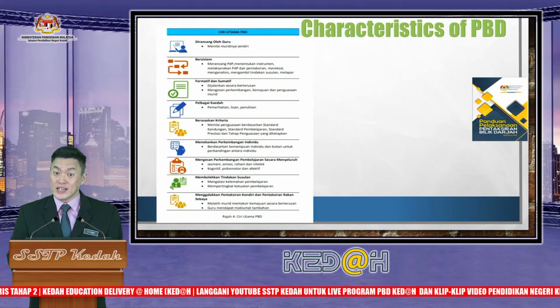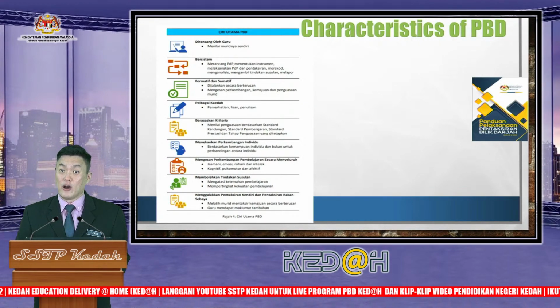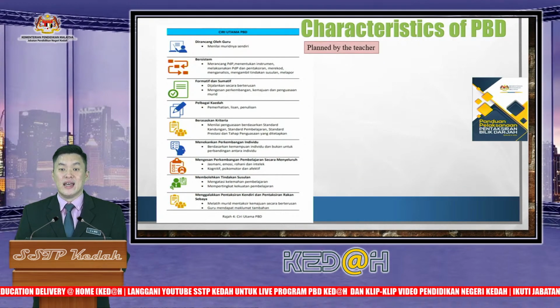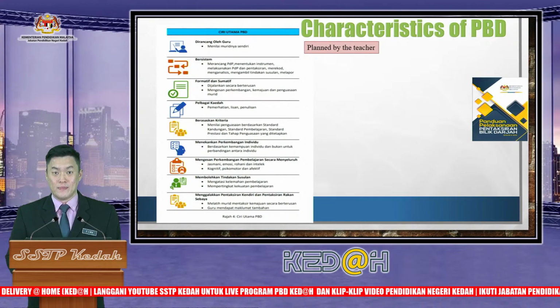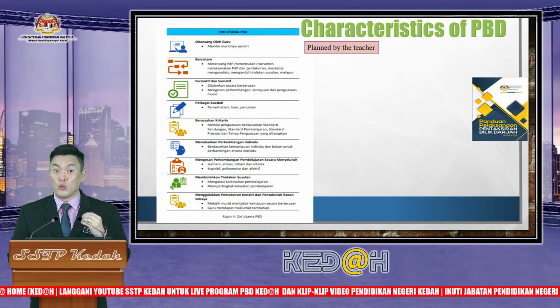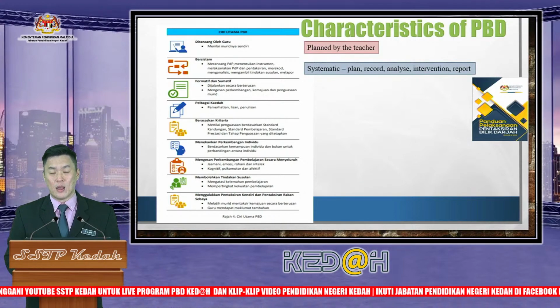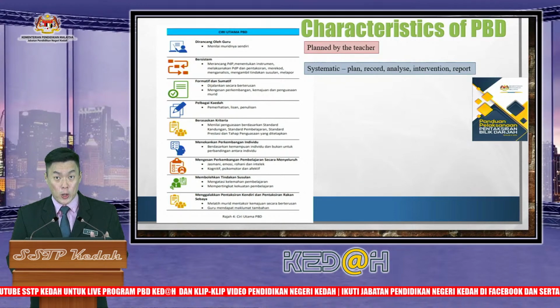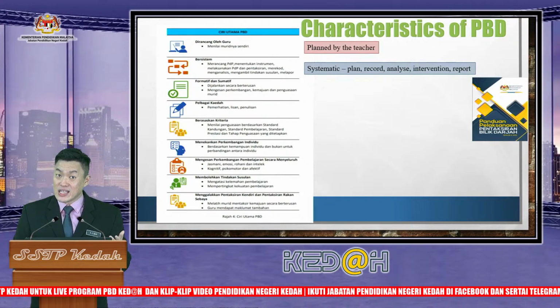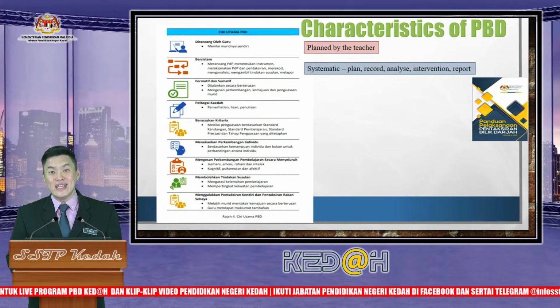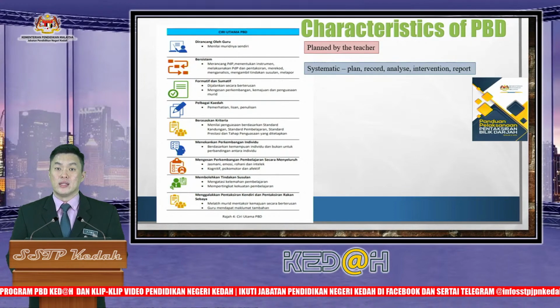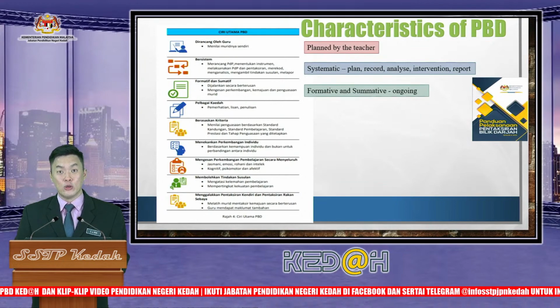According to the guide, there are 9 characteristics of PBD. First, it's planned by the teacher, which means that we assess our own pupils. It is systematic. We have to plan it, record it, analyze it, carry out intervention, and at the end, we have to report to the parents. It includes both formative and summative assessment.